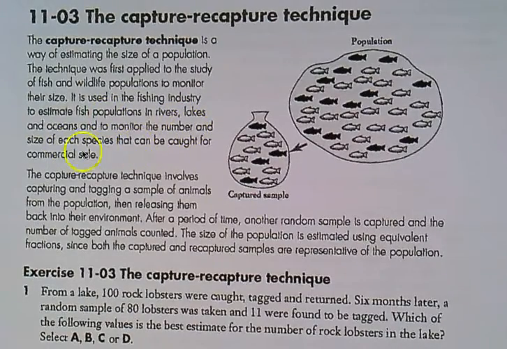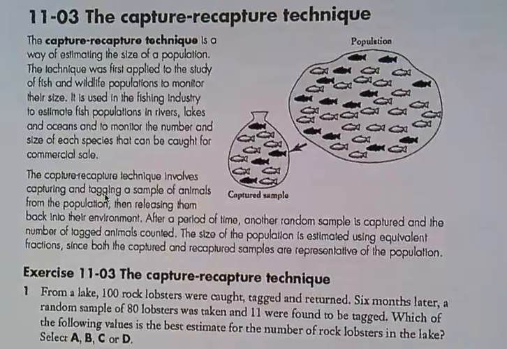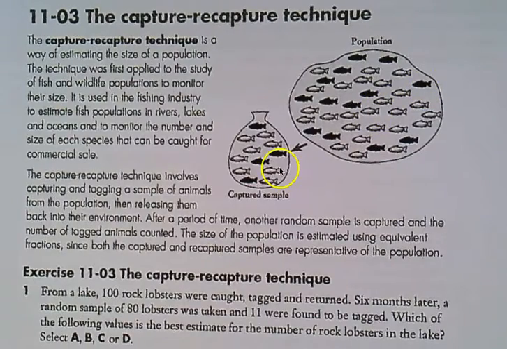It's also used to monitor the number of each species that can be caught for commercial sale. We don't want to overfish certain breeds so that they become extinct. The capture-recapture technique involves capturing and tagging a sample of animals from the population, then releasing them back into their environment. So we've got this big diagram up here of the population. We take a sample.